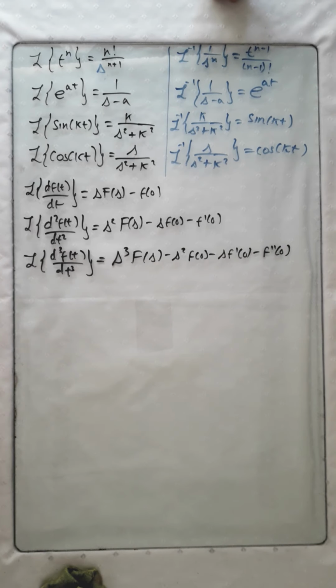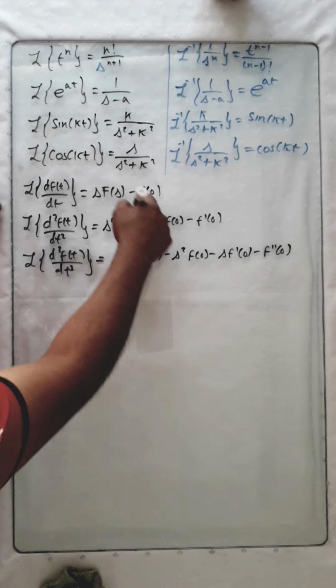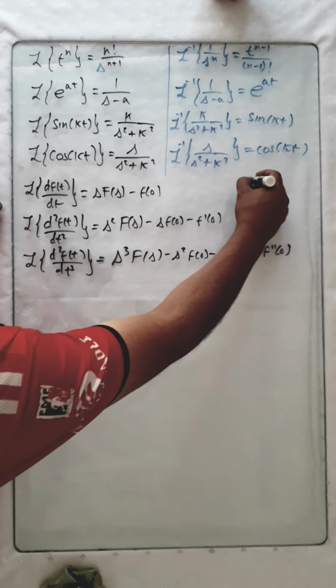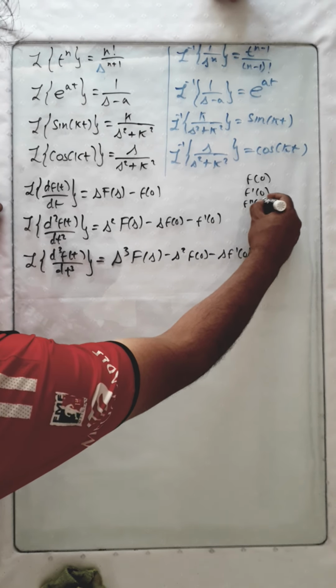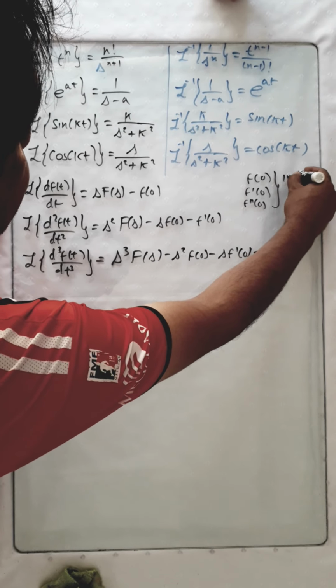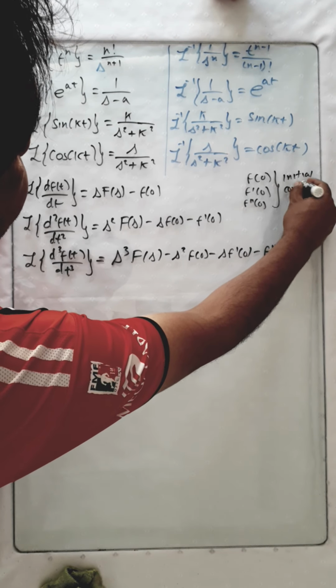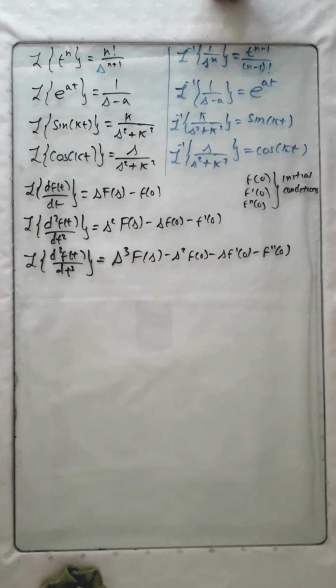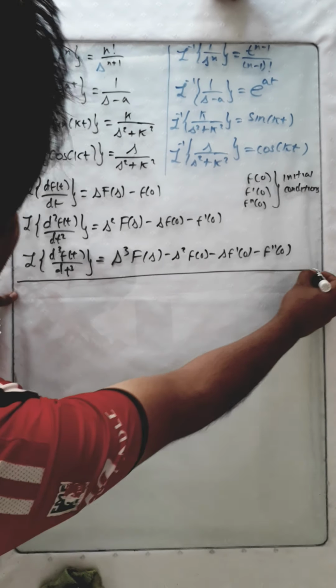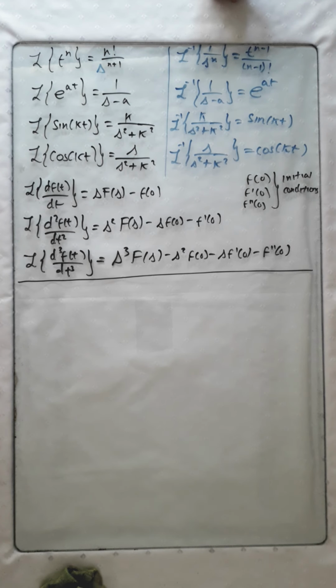Okay, now what are those f of 0, f prime of 0? F of 0, f prime of 0, f double prime of 0, they are the initial conditions that we usually use to find the values of the constants. Okay, I don't want to go there because we haven't solved a differential equation. Now, why are we looking at these formulas and this procedure now for the differential equations?